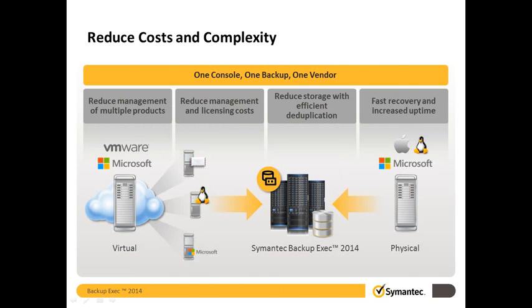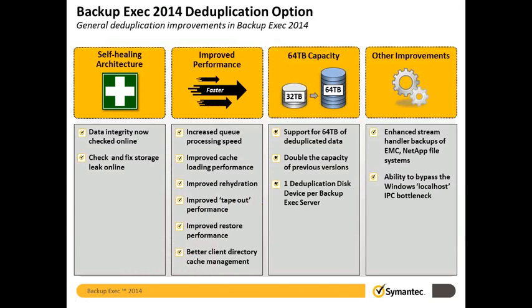In terms of backups and storing this, with our deduplication option, what we've changed in the engine is we've increased our data integrity, now checked online, hardware and checking storage leak online. We've increased a lot of the processing with deduplication. So you can store one set of data and then put pointers, references, to other bits of the data wherever it is in your physical or your virtual environment. But of course, when you are then copying that data out to tape, it is rehydrated, so it's put back into its original form. And we've increased the speed of that rehydration process.